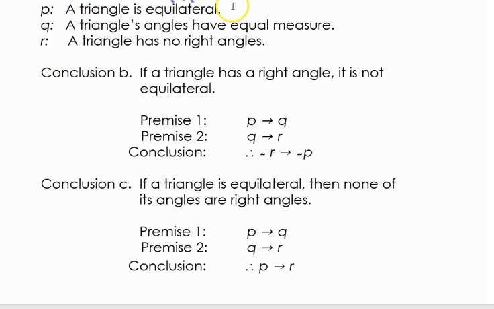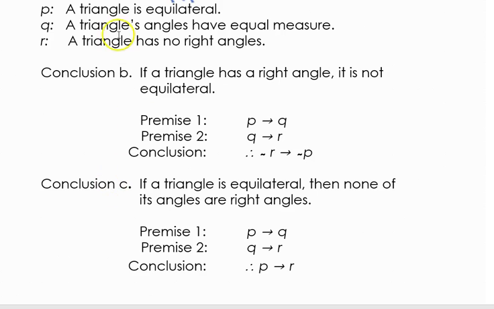A triangle is equilateral. The triangle's angles have equal measure. If a triangle has a right angle, it is not equilateral. If P, then Q. If Q, then R. Therefore, not R. If not R, then not P. Remember, we're looking for an answer that says if P, then R. Conclusion B is not the correct answer.